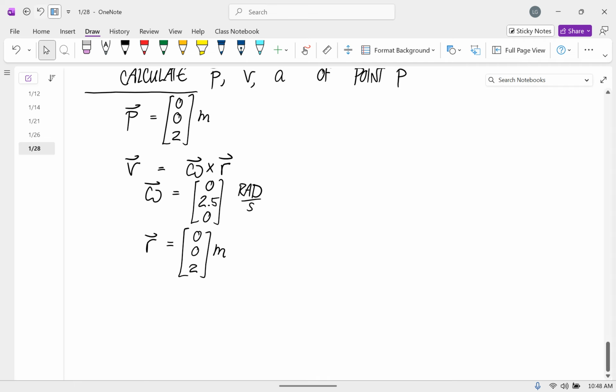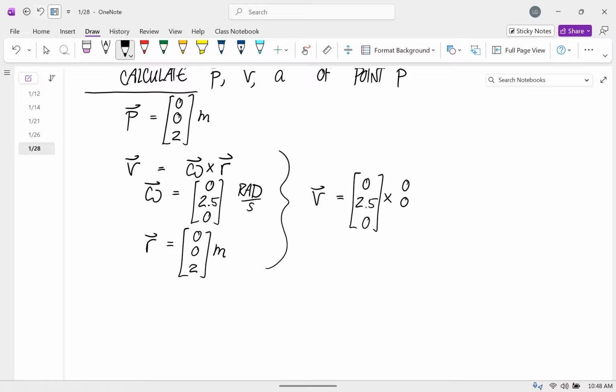Okay, so put these in here, and now you get that v is equal to 0, 2.5, 0, crossed with 0, 0, 2. And you can just plug this into your calculator. You can use your favorite way to calculate cross products by hand. This comes out to be 5, 0, 0 in meters per second.